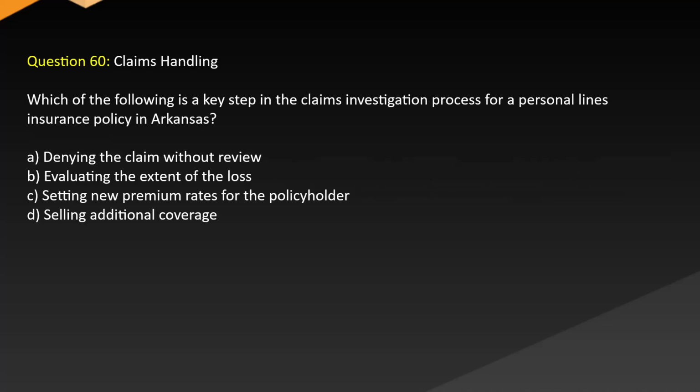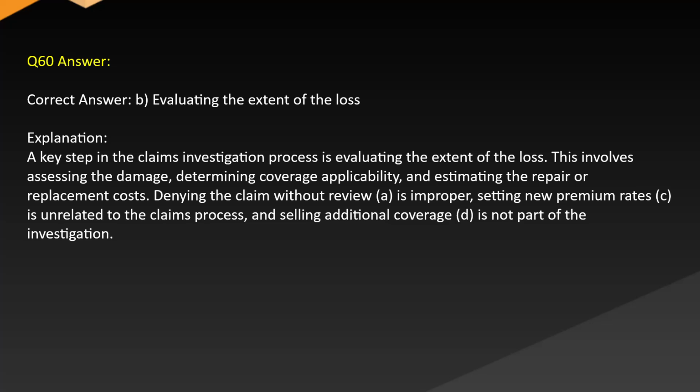Question 60. Claims handling. Which of the following is a key step in the claims investigation process for a personal lines insurance policy in Arkansas? A. Denying the claim without review. B. Evaluating the extent of the loss. C. Setting new premium rates for the policyholder. D. Selling additional coverage. Correct answer: B. Evaluating the extent of the loss.